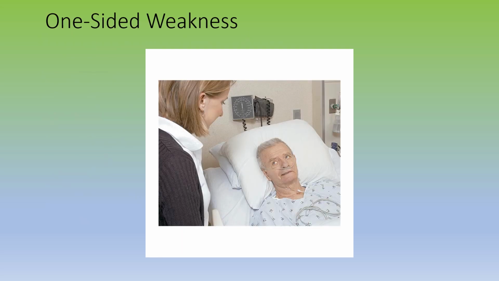Usually one-sided weakness, so it depends on what part of the brain. One-sided weakness is called hemiparesis. It is weakness or the inability to move one side of the body, so it makes it hard to perform everyday activities like eating or dressing.